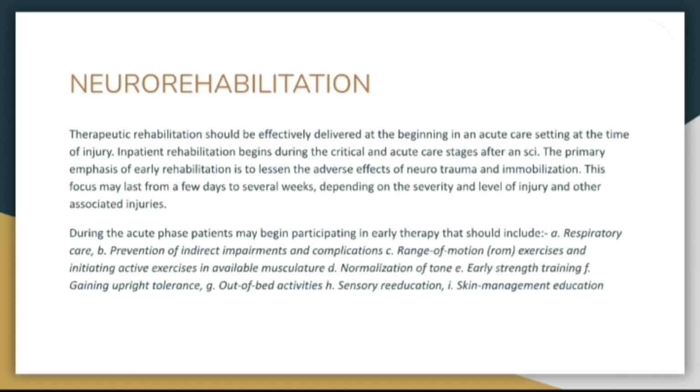During the acute phase, patients may begin participating in early therapy that should include respiratory care, prevention of indirect impairments and complications, range of motion exercises and initiating active exercises in available musculature, normalization of tone, early strength training, gaining upright tolerance, out of bed activities, sensory reduction, skin management education.